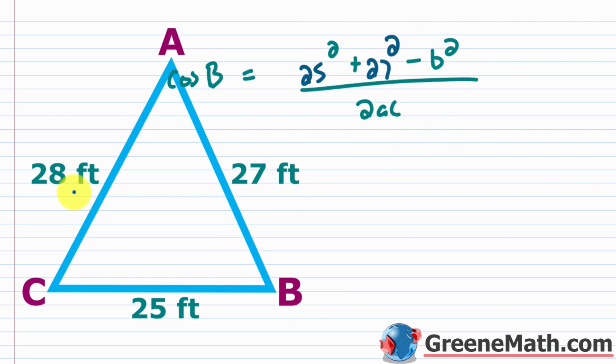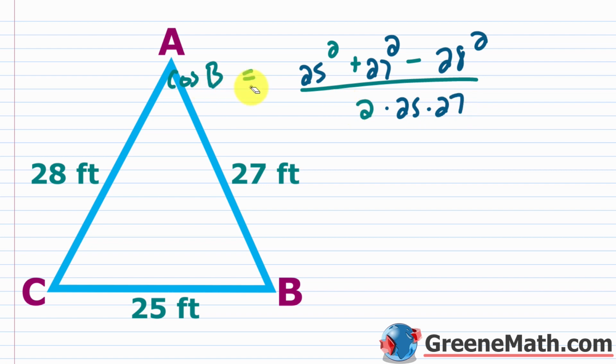And then the length of side B, again, this is the longest side here, that's going to be 28 feet. So let me just plug in a 28 and then square that. Then down here in the denominator, it's 2 times A times C. So again, the length of side A is 25, forget about the feet, and the length of side C is 27, forget about the feet. So I'm just going to put this is times 25 and then times 27. This would give me the cosine of B.